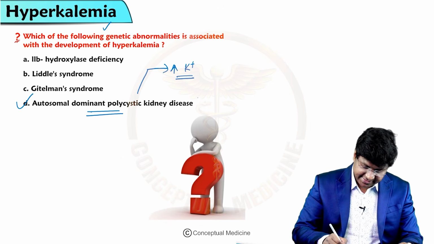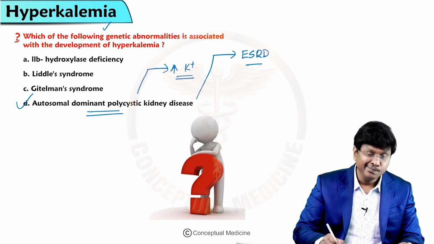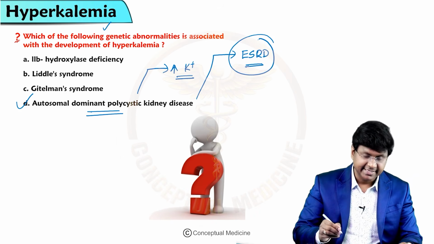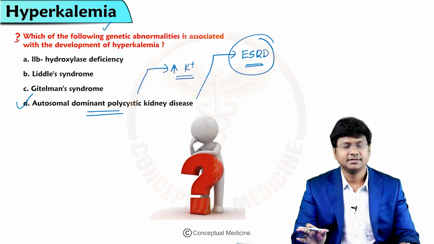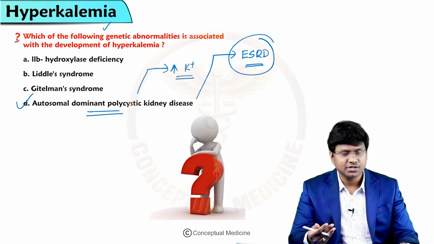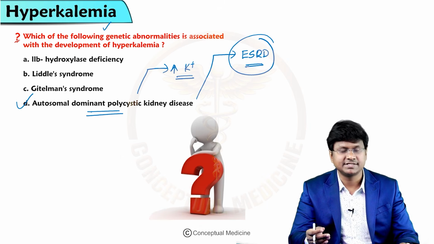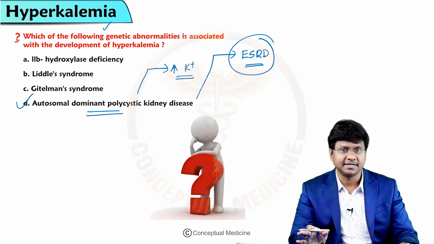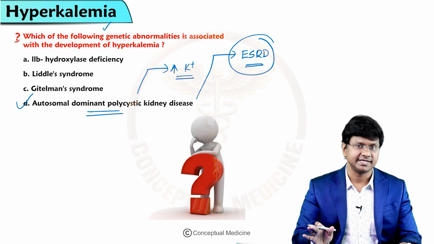Why? Because these patients with ADPKD land up in end stage renal disease, and that is the reason they develop hyperkalemia. Whenever there is end stage renal disease, there is impairment of the excretion of potassium, and that will make the individual land up in hyperkalemia. So hyperkalemia is seen in autosomal dominant polycystic kidney disease.